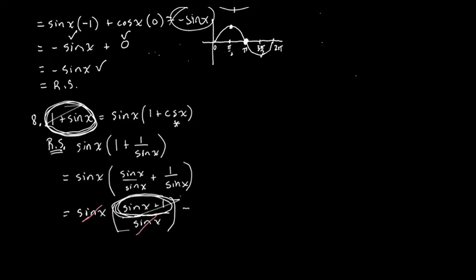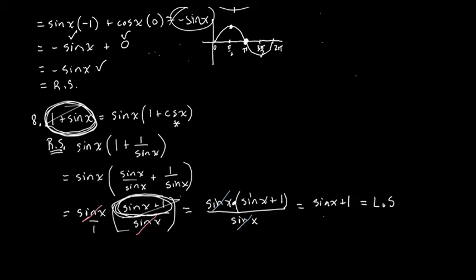I'll show you why they cross out, of course, because when you multiply fractions, this is over an invisible 1. So really I have sine x times sine x plus 1 over sine x. So yes, of course they cancel out because they are like factors. Now that we are multiplying, you can see we're multiplying because of the bracket there. Now that we're multiplying, we can cancel those out. And therefore, I'm left with sine x plus 1, which is the exact same as the left side.